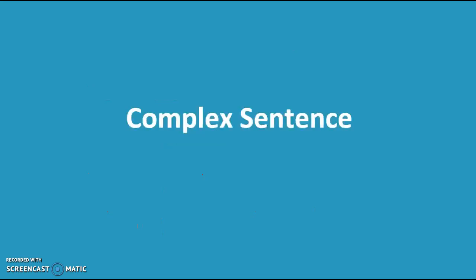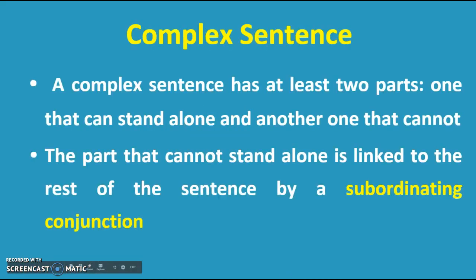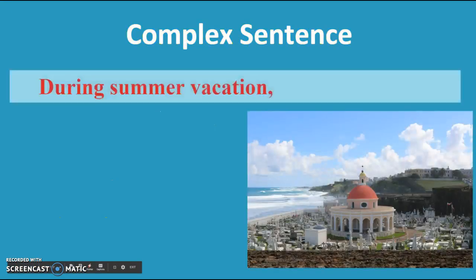So let's get started. A complex sentence is more complex, obviously, since that's the title. So let's look at what this is. A complex sentence has at least 2 parts. One that can stand alone, and another one that cannot. The part that cannot stand alone is linked to the rest of the sentence by a subordinating conjunction. So this is essentially a simple sentence joined together with a dependent sentence, a sentence that can't stand by itself, but that is in some way depending on the other part of the sentence. Let me show you what this looks like.